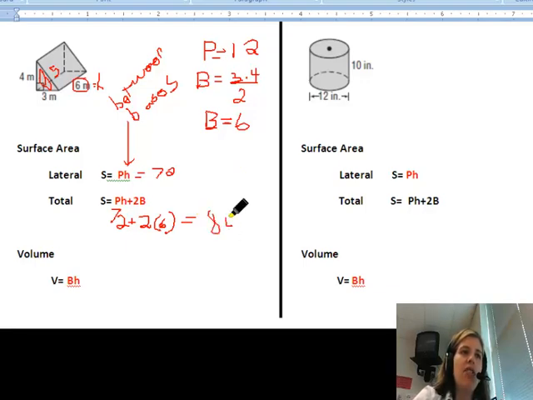Now we want to make sure we include units where they're given to us. So this was meters, they're meters. Meters squared in both cases. Surface area is always squared.